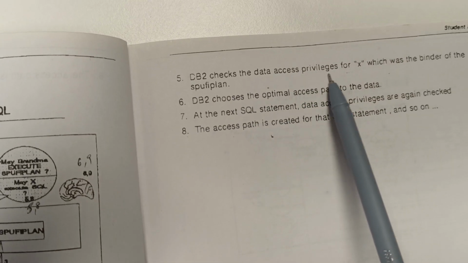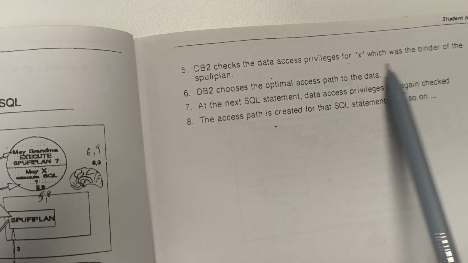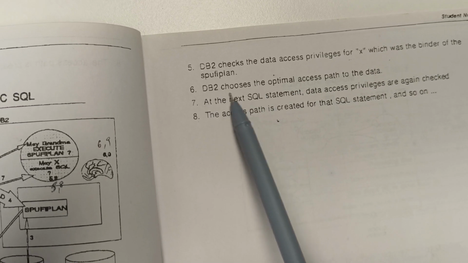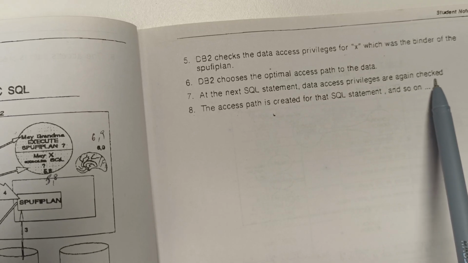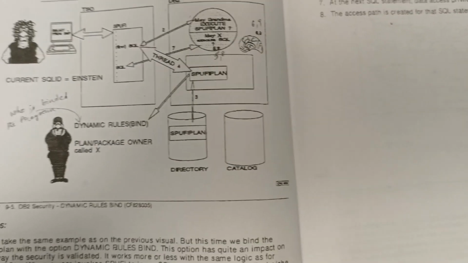DB2 checks the data access privilege for X user, who is the binder of the SPUFI plan, and DB2 chooses the optimal access path to the data. At the next execution, the data access privilege will be checked again.